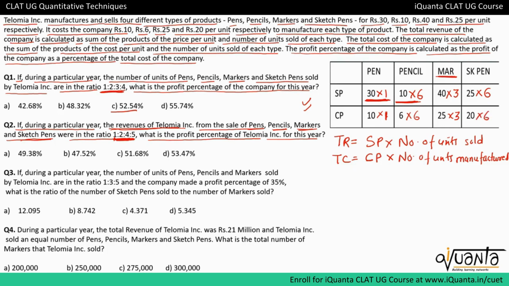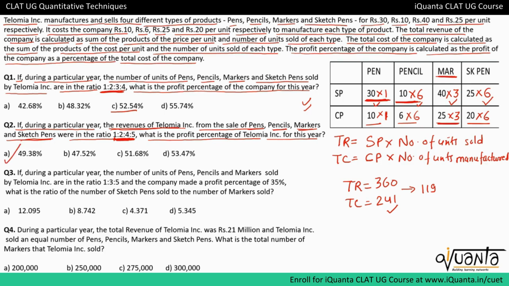manufactured. So total revenue in this case will be 30 plus 60 is 90, 90 plus 120 is 210, 210 and 150 gives us 360. And the total cost here will be 10 plus 36 is 46, 46 plus 75 gives us 121, 121 plus 120 gives us 241. So the profit here will be 119 and total cost is 241. So when we calculate the profit percent here, we get 49.38%. So the correct answer will be option A.